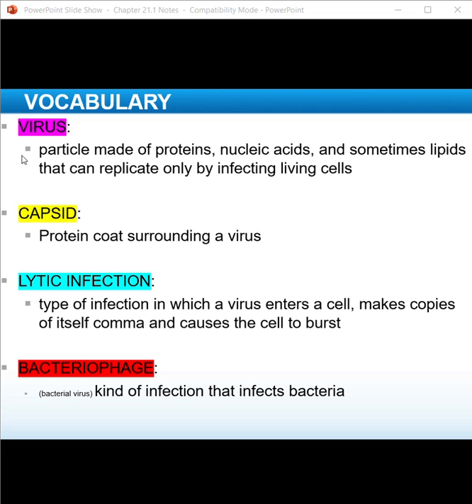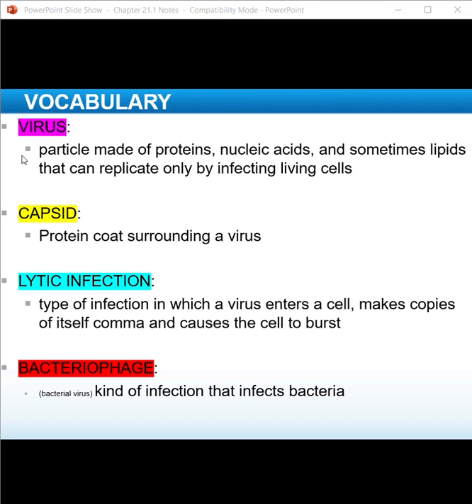This is listed as a particle made of proteins, nucleic acids, and sometimes lipids that can replicate only by infecting living cells. There are a few words that you should really know, and they are your biomolecules. The only biomolecule missing from this list is carbohydrates. So remember, last semester we talked about carbohydrates, lipids, proteins, nucleic acids. Three of those are literally in the definition of virus.